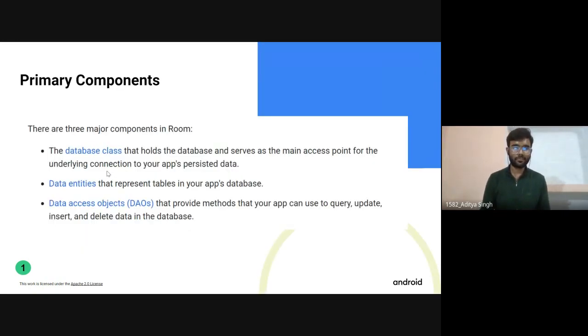Okay, so now let's talk about primary components of our Room database. It includes three things: database class, data entities, and data access objects. So what is a database class? Database class is basically an abstract class which serves as the access point, or which holds the database, you can say. If the database is already created, it will load it, or if it is not created, this database class will create that database for you. This is the main purpose of database class.